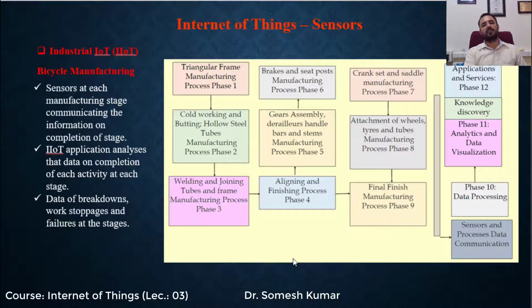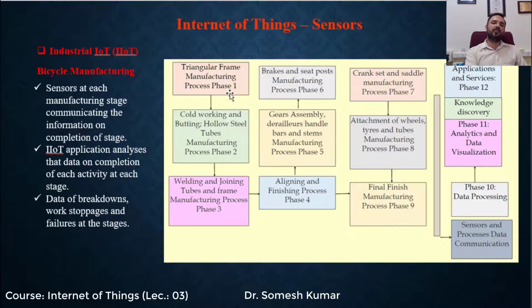Now we will understand this industrial IoT by taking one manufacturing unit, that is bicycle manufacturing. So these are some mechanical stages of the manufacturing of the bicycle. In the first phase there is a triangular frame manufacturing process. Next is cold working and butting, hollow steel tubes manufacturing. This is phase 2. So in all these mechanical phases, sensors are placed to communicate the information on completion of the stage.